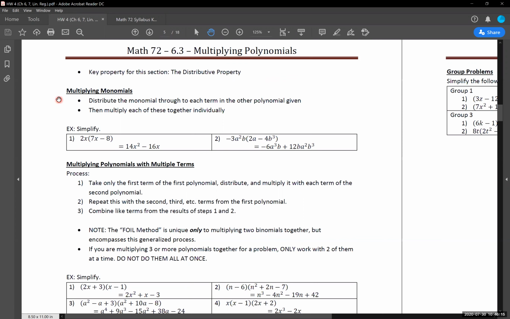So first thing we're going to take a look at is multiplying monomials. The idea behind this is we're going to distribute the monomial through to each term in the other polynomial given, then multiply each of these together individually. And we're going to find really quickly, as soon as we get to our later examples, these can become an absolute mess if you do not keep your work neat and organized for yourselves.